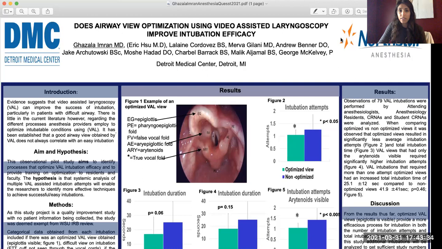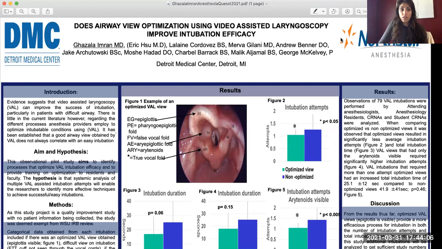I'm a fourth year anesthesiology resident, and my presentation for the QueST submission is: Does airway view optimization using video assisted laryngoscopy improve intubation efficacy? So, just to start off, the advent of video assisted laryngoscopy has really expanded the scope of which providers can manipulate and secure an airway in a patient. This expands not just to anesthesiology, but also now in the ER as well as in the ICU.